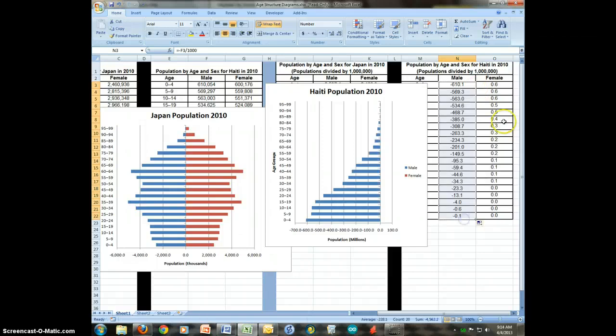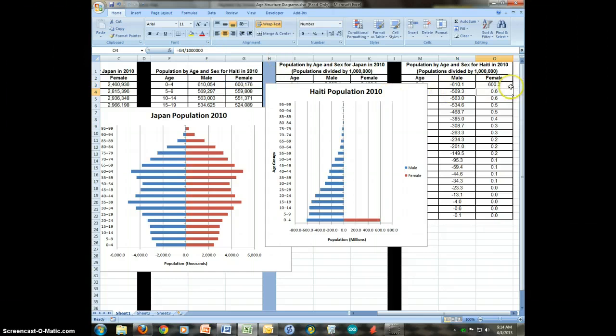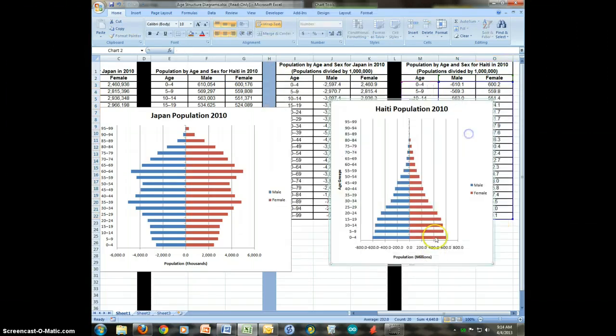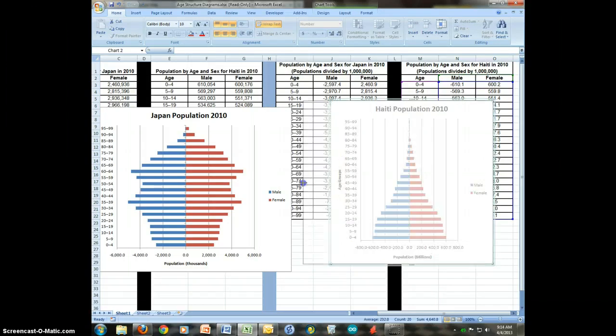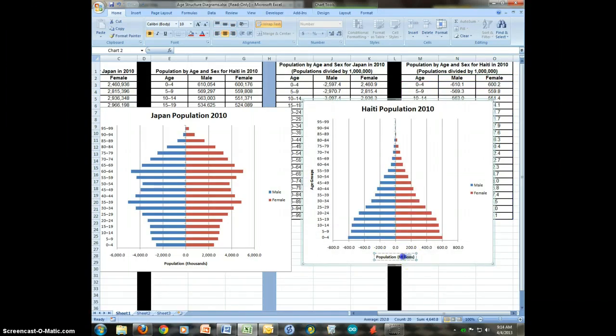And I think with the Haiti example, it starts to make a little bit more sense because most of their populations are on the scale of thousands. So if we do this, there again you see that these numbers have changed and our populations are not in the millions, so we should modify this label. This is the thousands.